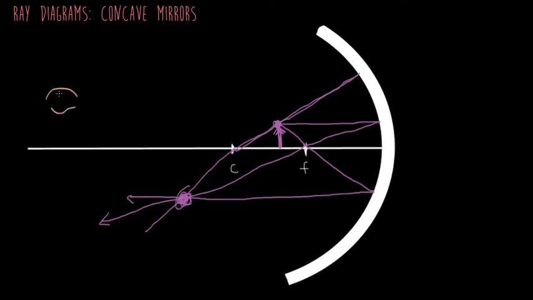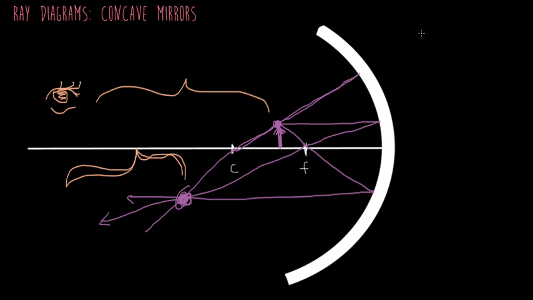So let's say you're sitting over here and you're looking at this whole setup. You're going to see the object as being further from you than the image is. So the image actually looks closer, so it's bigger. The image is magnified as compared to the last time when it was diminished in size. So that's a difference from the last time.